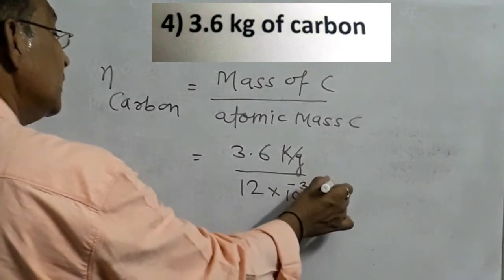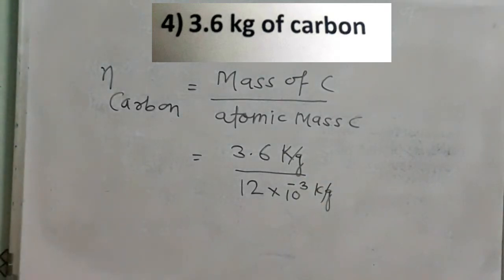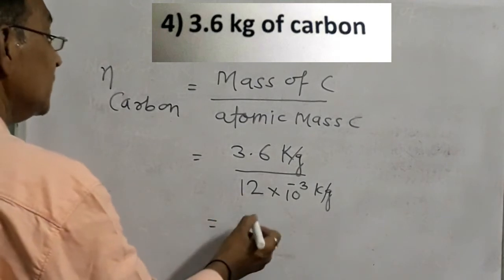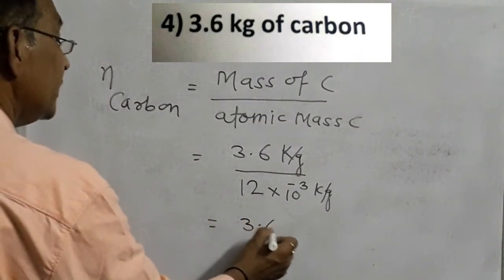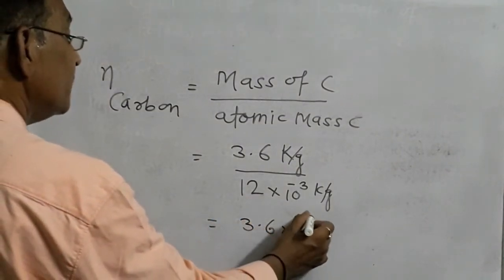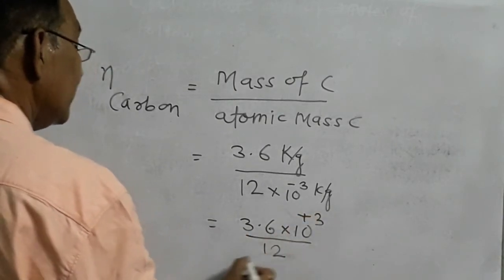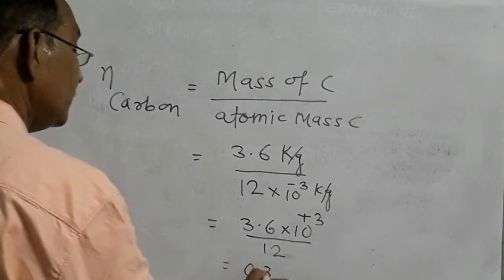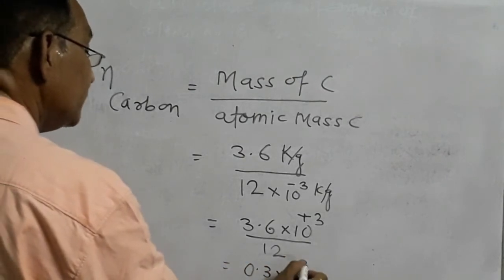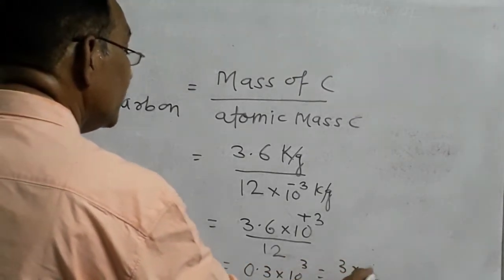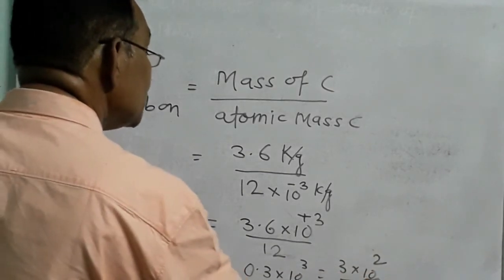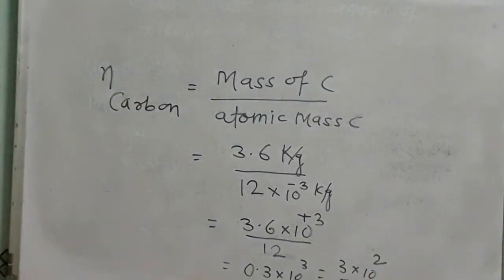So here the unit kilogram will cancel, and that minus 3 will come in the numerator. We can write 3.6 into 10 to the power plus 3, divided by 12, and this is equal to 0.3 into 10 to the power 3, that is 3 into 10 to the power 2. This much moles of carbon are present in 3.6 kilogram of carbon.